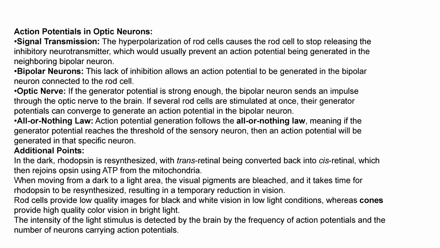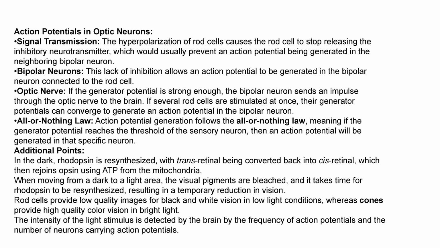This is the all or nothing law, where an action potential generation follows an all or nothing mechanism, meaning that if the generator potential reaches the threshold of the sensory neuron, then an action potential will be generated in that specific neuron.